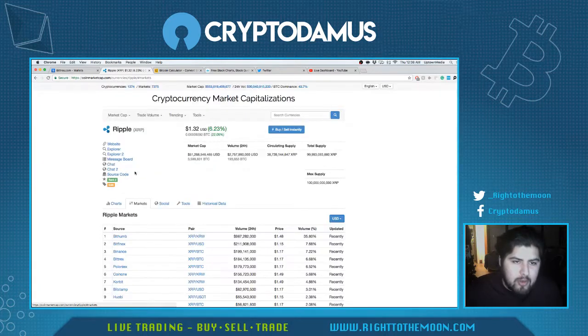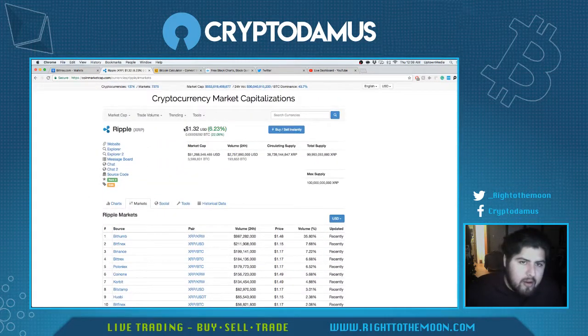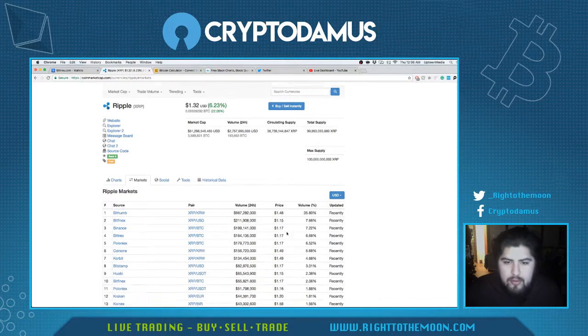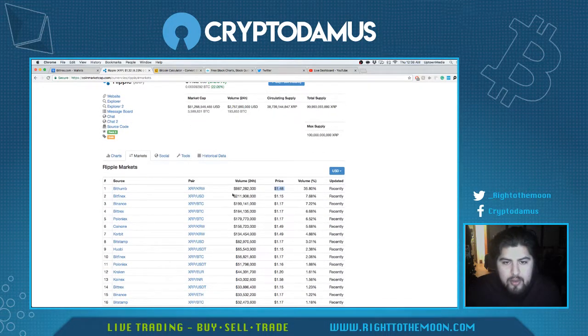A great option too is markets. You can see exactly what people are selling the coin for. Currently, on average, it is 132. You can see the first exchange selling it for 148, and how much volume they have. Now this is good information to have.